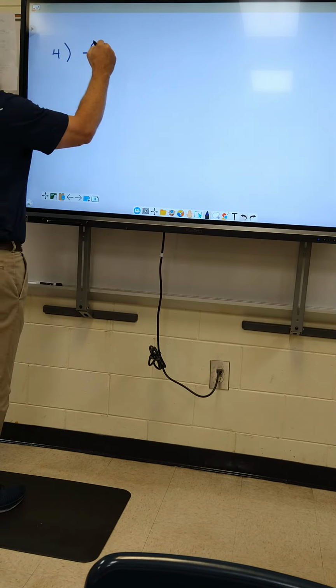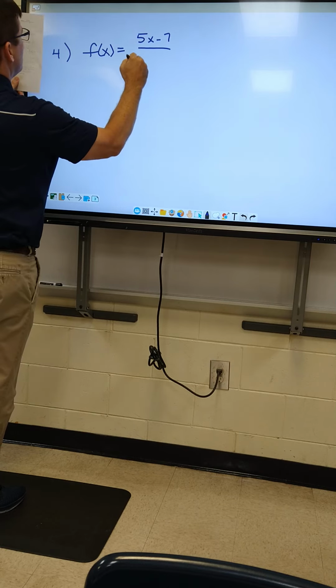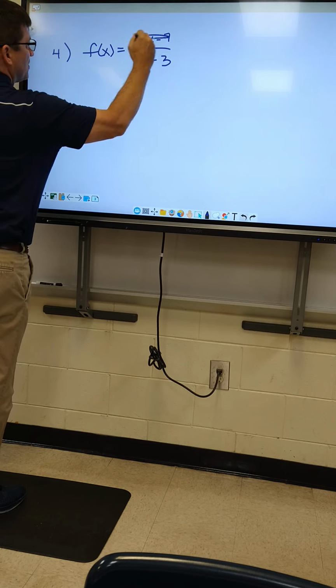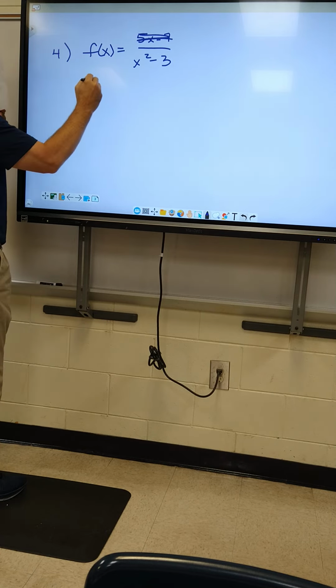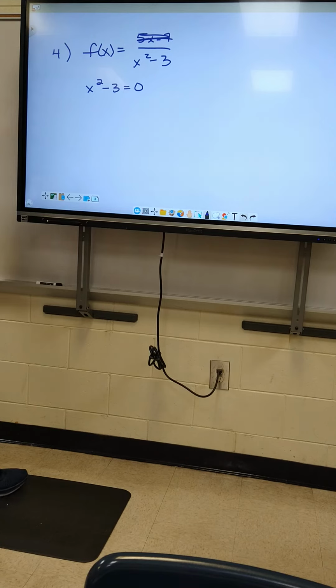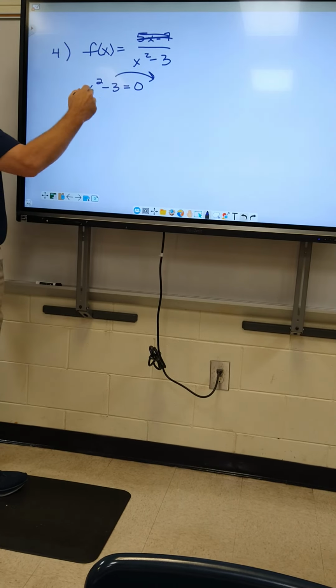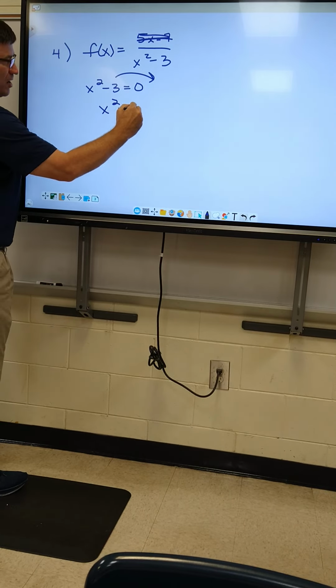Number 4, we got f of x, 5x minus 7. All right, so y'all know we disregard the top. You set the bottom equal to 0. So this one's a lot like number 2, where they both don't have an x, so we can't take out an x. So I'll do it just like we did number 2. Move minus 3 over, make that a positive 3.